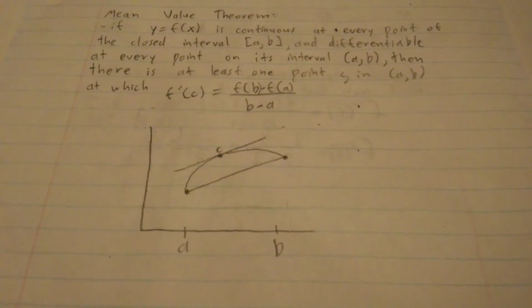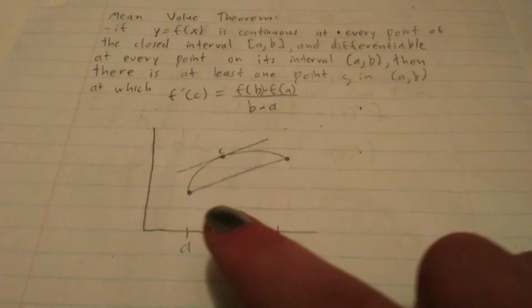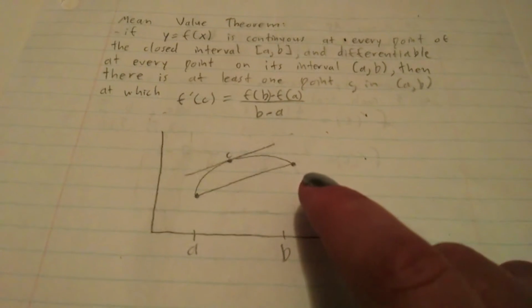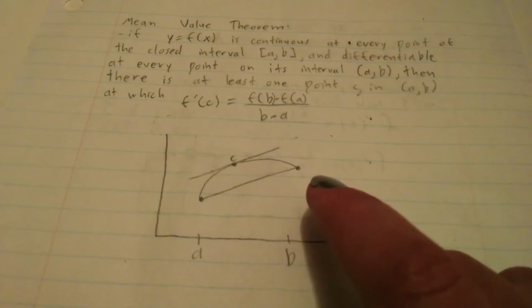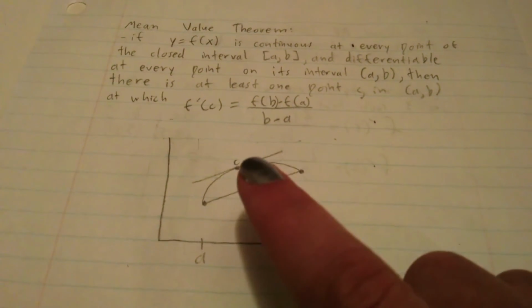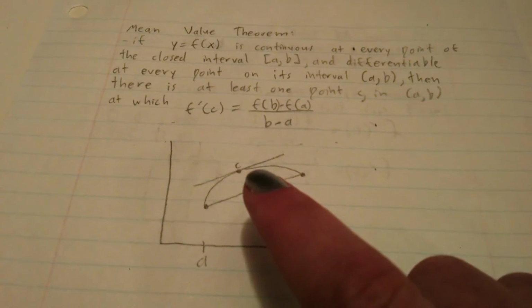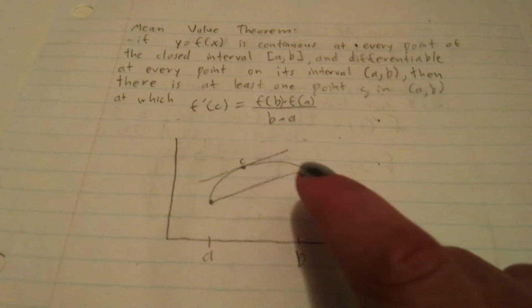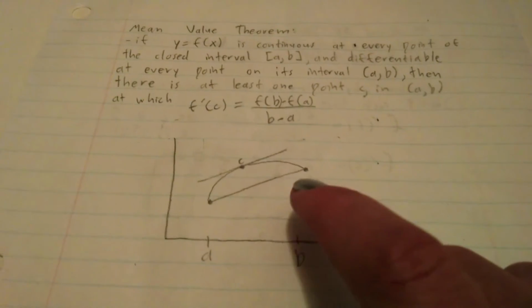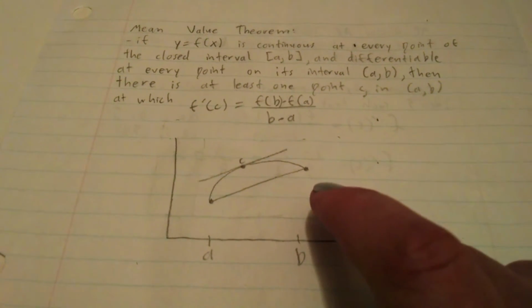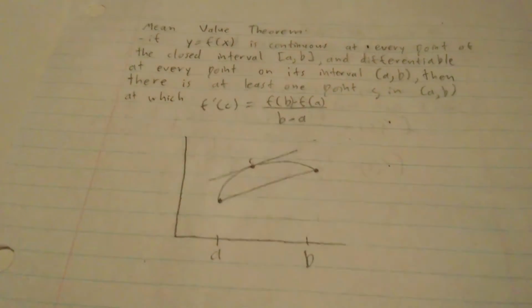So we can see what this looks like on this graph down here. We have a here and b here, and then we drew a line between them. And then on one of the points on this interval, we have a tangent line that is parallel to a to b because the average slope from a to b is equal to the derivative at this point c.